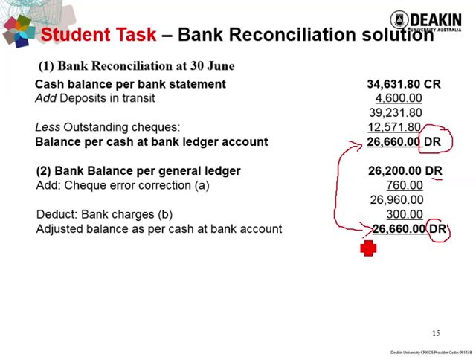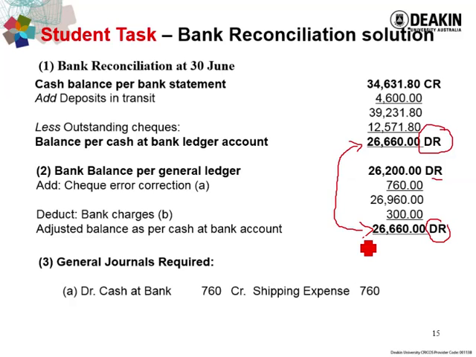In the third part, we are required to provide journal entries. So first of all, we will debit cash at bank, credit shipping expense for the recording error, because previously we over recorded the shipping expense and payment by 760. So now we have to reverse the entry. We then debit bank charges and credit cash at bank $300 because this amount has not been recorded by the company but has appeared on the bank statement.